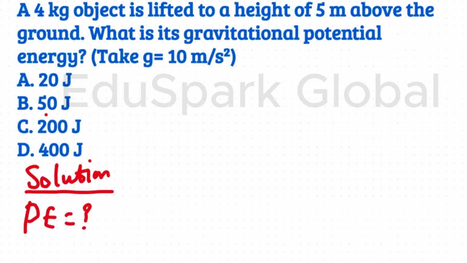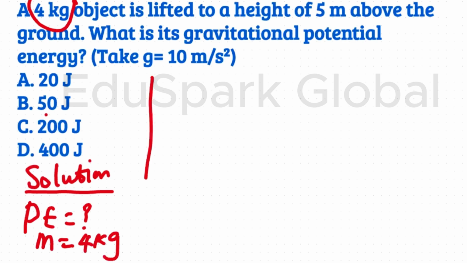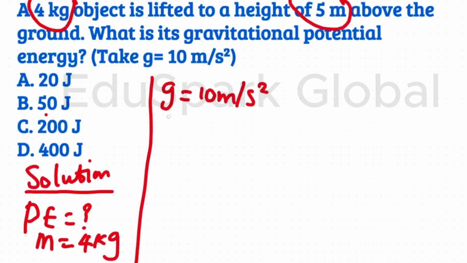From the question, we have a mass of 4 kilograms. So our mass equals 4 kg, right? And the g, we were asked to take g as 10 meters per second squared, and we're told that the height was 5 meters above the ground. So our h equals 5 meters.